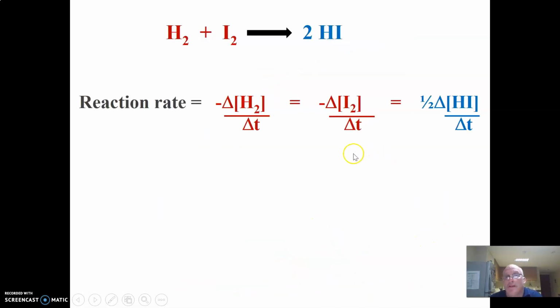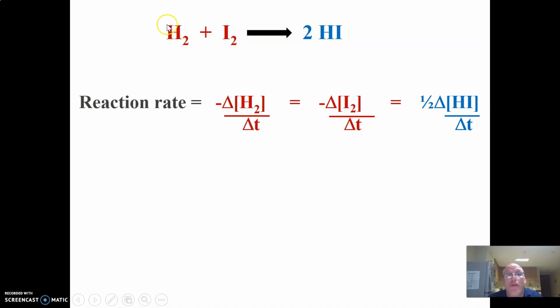Now take a close look at this. It's a bit confusing for some students, because they see that 2 there and they see a half there and they think, what's going on here? Well, you can see that for every mole of hydrogen consumed, there's a mole of iodine consumed. So these two quantities are obviously numerically equal, aren't they? Right? But you can see that for every mole of hydrogen consumed, there are 2 moles of HI produced.